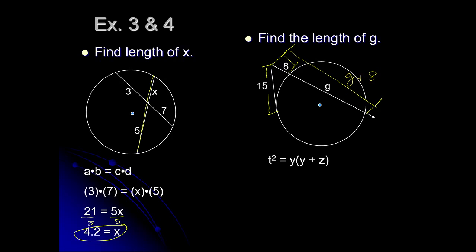15. So that becomes 15. The y, what's the shorter side? 8. What is y plus z there? That is G plus 8. Okay, 8 plus G, G plus 8.